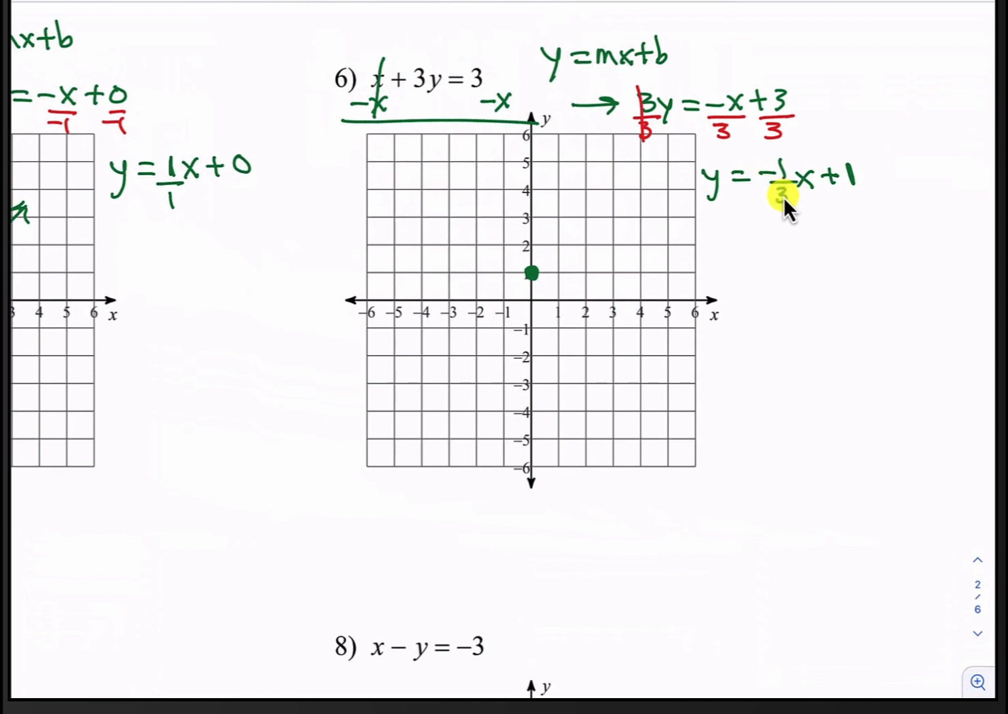Our slope is negative 1/3, so starting here at 1, we would count down 1 and then to the right 3. That gives us a point here. Repeat the process, go down 1 and to the right 3 for another point. Go ahead and connect those points with a straight line.